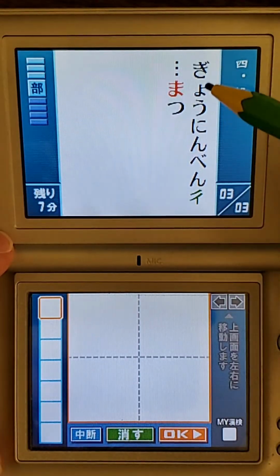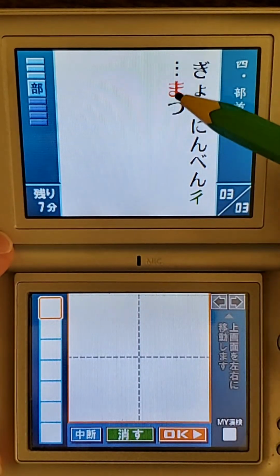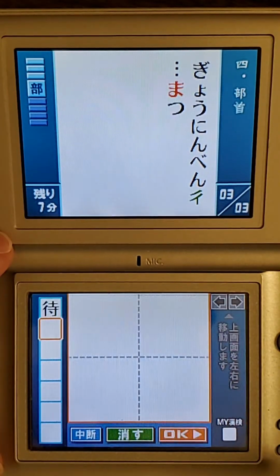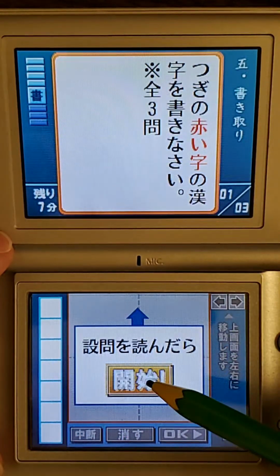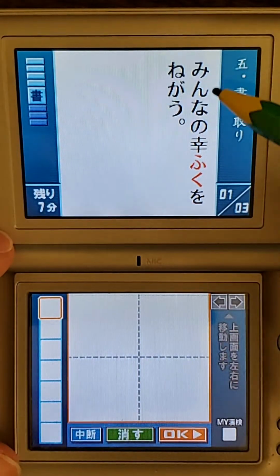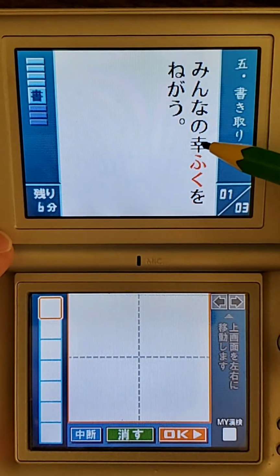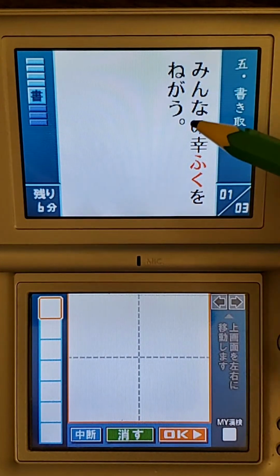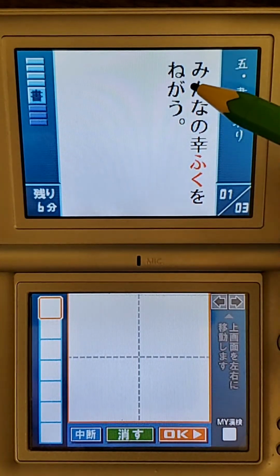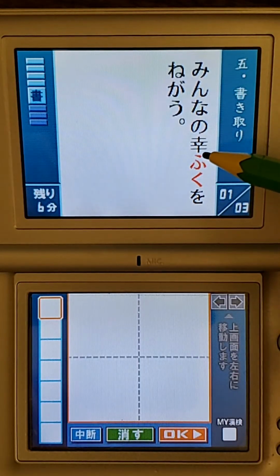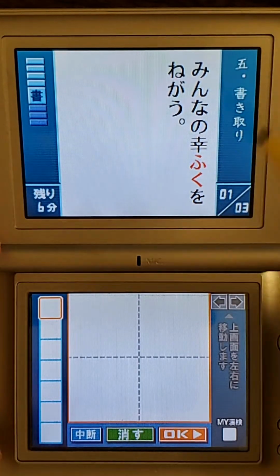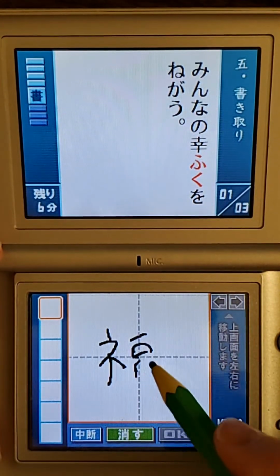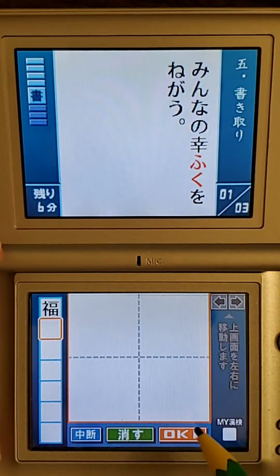This one, gyoninben. So matsu, to wait. So do that, and then that. That's tomatsu, to wait. All right. Minna no koufuku o negao. So I hope or pray for, I wish for everyone's good luck. So koufuku, this is for luck. Fuku.